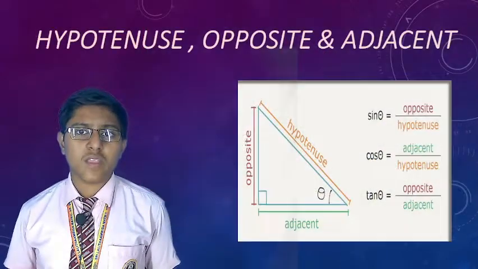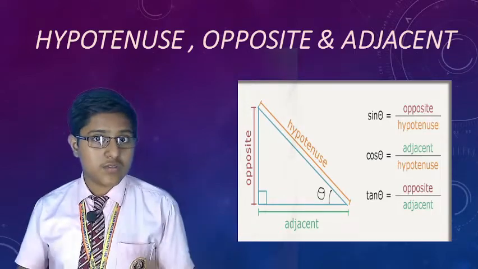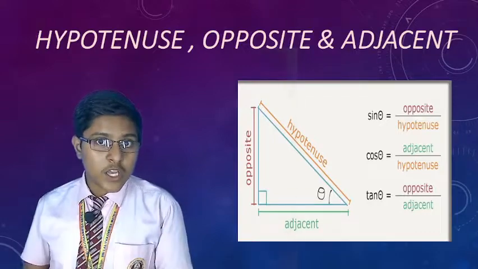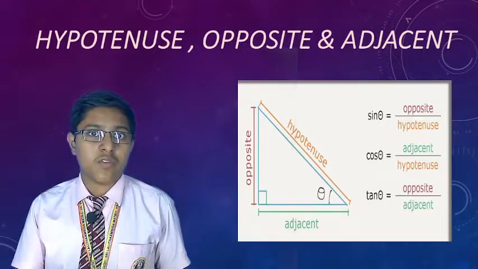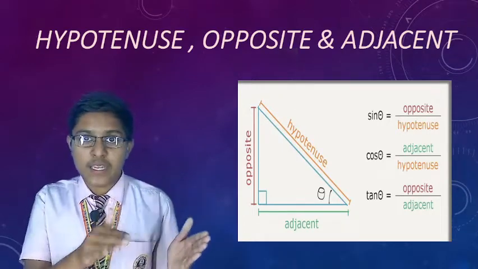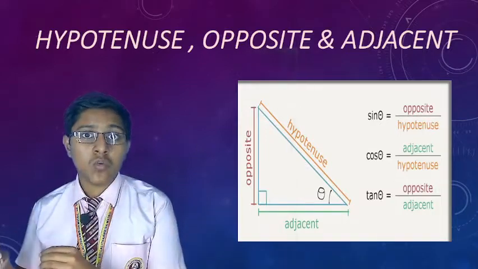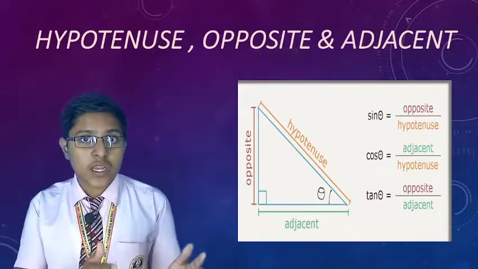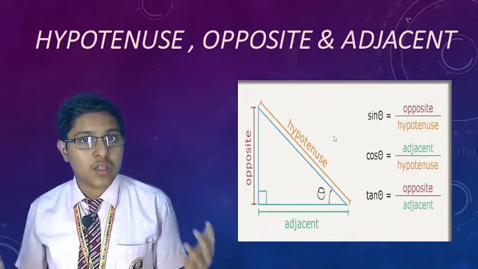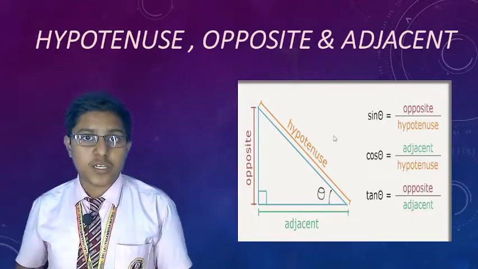And now I am going to talk about the three major sides. We usually call the three sides base, height and perpendicular. But in trigonometry we name them differently: the side opposite to the 90-degree angle, the right angle, is the hypotenuse, and we have the given angle theta. Opposite to theta is the opposite side, and adjacent to theta is the adjacent side. So the three major sides are hypotenuse, adjacent and opposite.